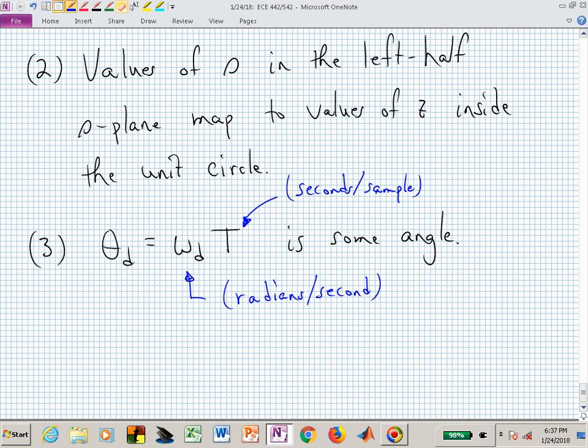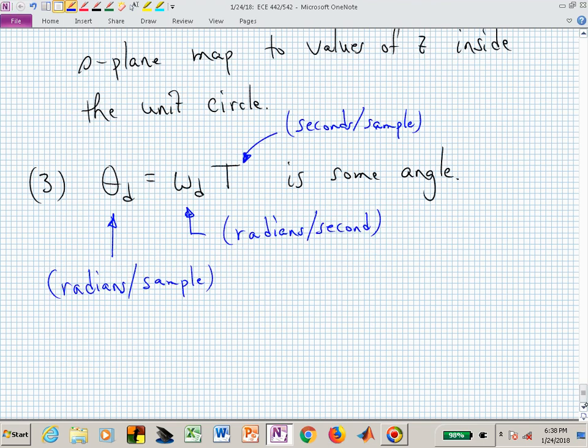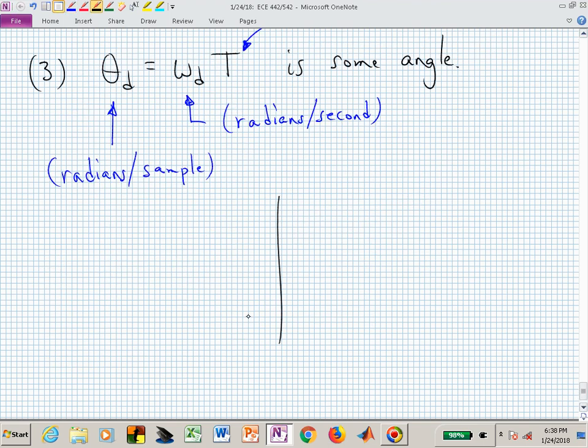Omega sub n is the natural frequency. That's the distance from the origin in the S-plane. Omega sub d is the vertical distance, or the imaginary component in a complex number. Now, if we multiply radians per second times seconds per sample, what do we get for the units on theta sub d? Radians per sample. Pictorially then, what we're saying is here is our real part of Z. This is our Z plane.